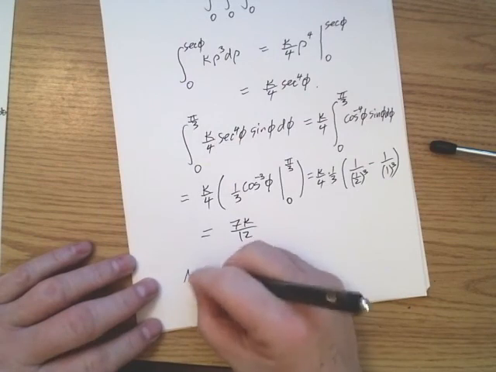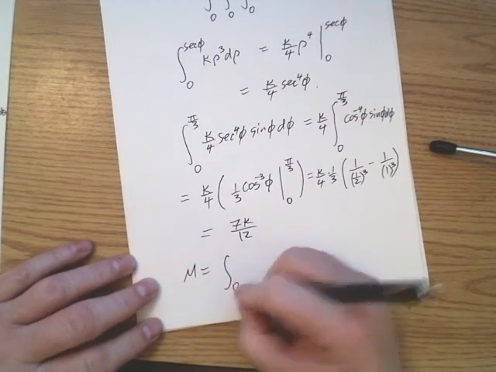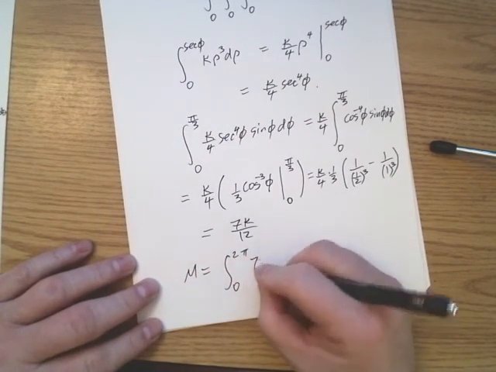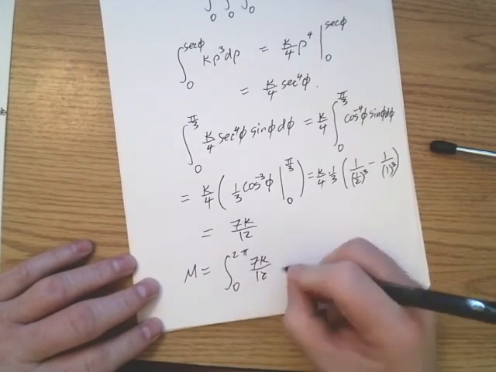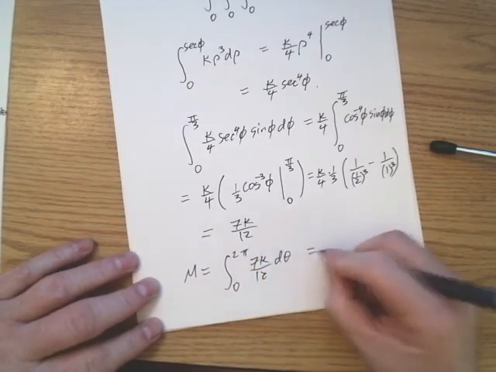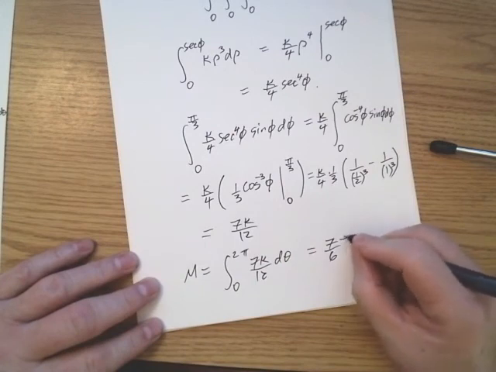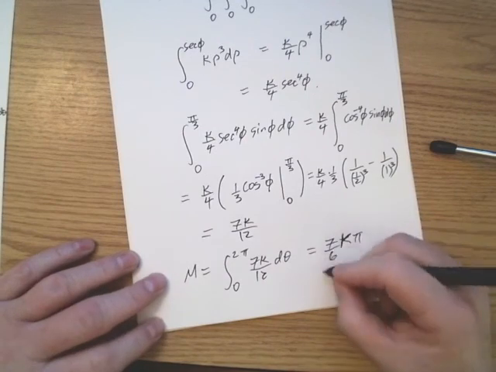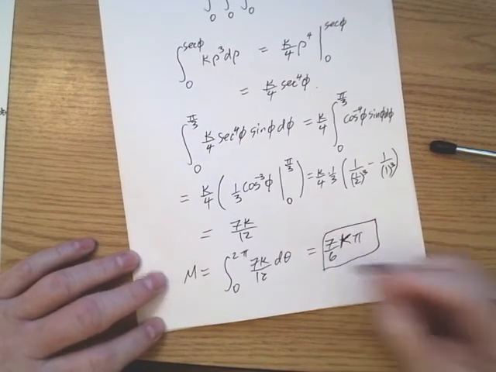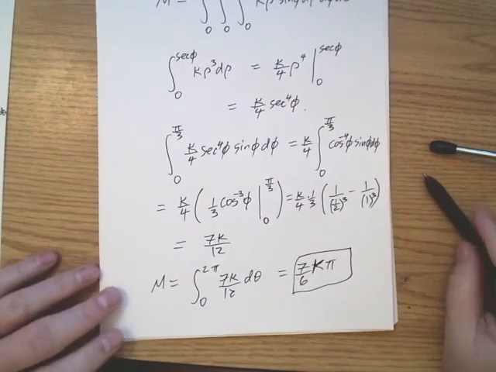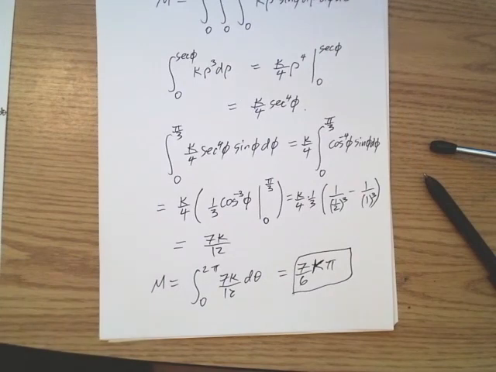And then finally for my mass, I'm integrating from 0 to 2 pi, that thing again, d theta, and it looks like I get 7/6 pi. Now let's write k pi. 7/6 k pi, I think. All right, I think we're looking good there.